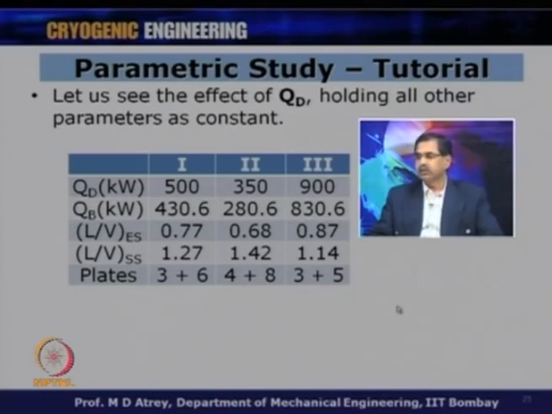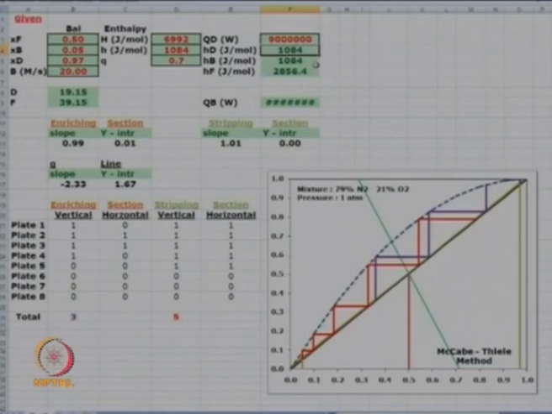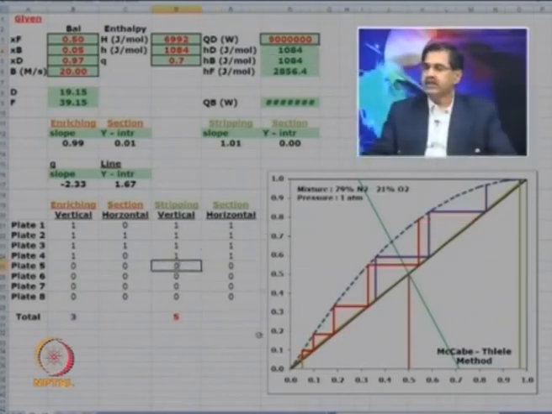Okay. Now, let us go to the next problem where I would like to take an extreme case of very high cooling power. If I got a cooling power of, let us say, 9000 kilowatts, correspondingly there will be a lot of changes over here now. So, you can see I have increased my cooling load to 900,000 watts, and suddenly you will find that if you go to enriching section, you can find my slope has come to 0.99. And the stripping section slope also has come to 1.01.